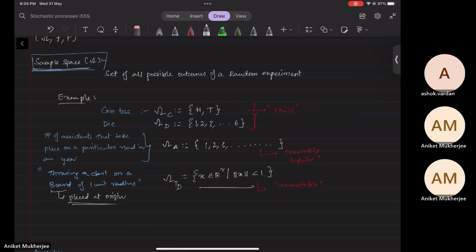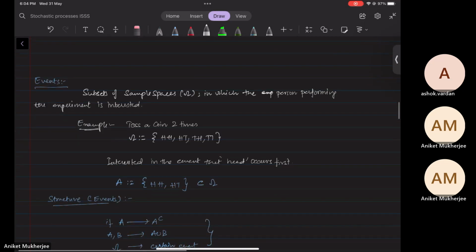Similarly, if you throw a die, you get 1, 2, 3, 4, 5, 6. Those constitute the sample space. Now, events. Events are subsets of the sample space in which the experimenter is interested. Suppose when he throws a die, he wants to know the probability of getting an odd number. Getting an odd number is an event. It's not an outcome, because the outcome could be 2, 3, 5, anything. An event is a subset of the sample space. That's why we need to define an event separately.